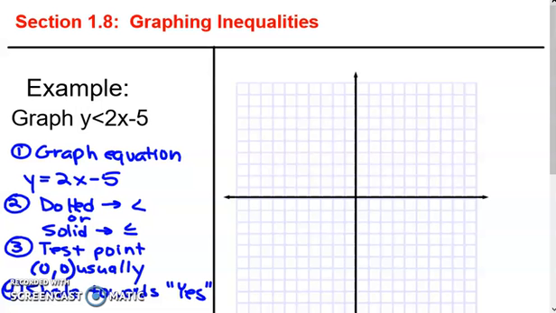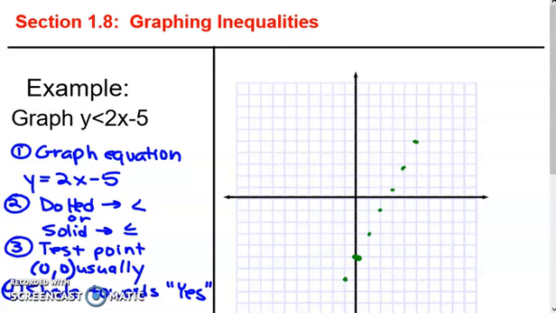We're going to start with graphing the equation. So it's an inequality, which means it's less than or greater than. I'm going to graph the equation y equals 2x minus 5, which means a y-intercept of -5 and a slope of 2. So right 2, up 1, right 2, up 1, right 2, up 1. Keep on swimming, keep on swimming.